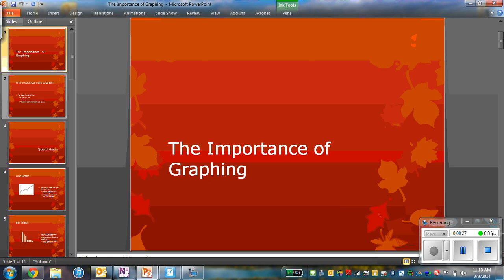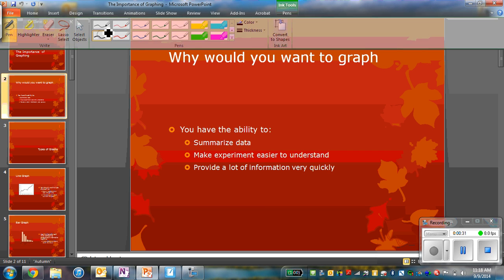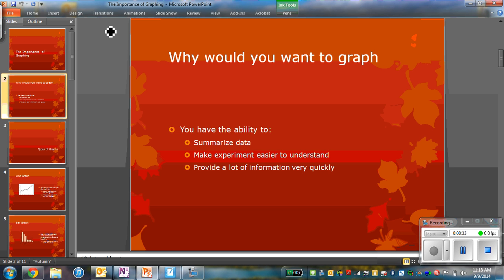So let's first take a look at why you would want to make a graph. When you're doing a science experiment and you're reporting your results, typically it's kind of hard to actually gather what has happened during the lab from reading all the results in paragraph form.